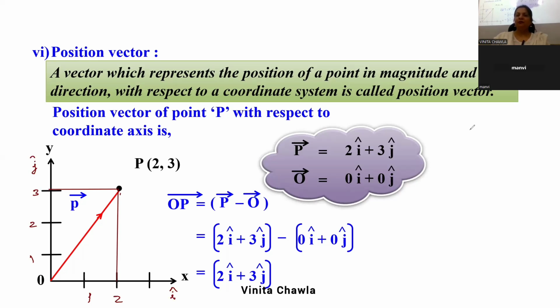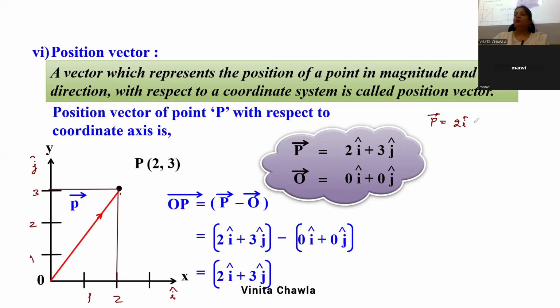If we want to write the vector P, then how will we write? See, this can be written as 2, which is the magnitude along x-axis. We'll write 2 first, and direction is I cap. This is the unit vector. This is how we write vectors. First we write magnitude and then we write direction. And a vector consists of both the magnitude as well as direction. So magnitude is 2 and direction is I cap along x-axis.